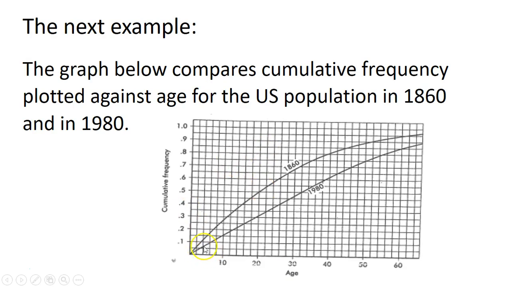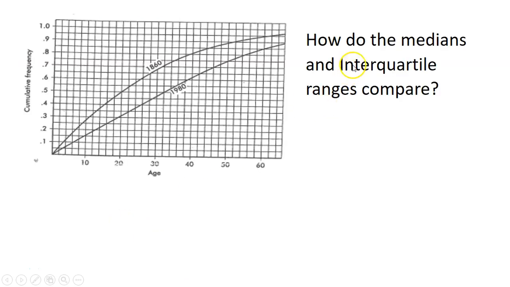So here's the cumulative data of ages for 1860 and 1980. Looking at this, it asks, how do the medians and interquartile ranges compare? So the middle, right? Well, the middle is literally 50%. The middle in 1860 happens to be around 20, and the middle in 1980, if I pull it across, is maybe 31, 32. So the middle went up.